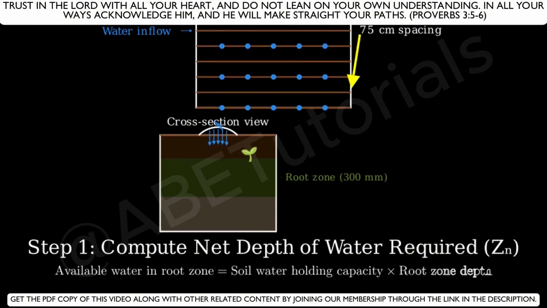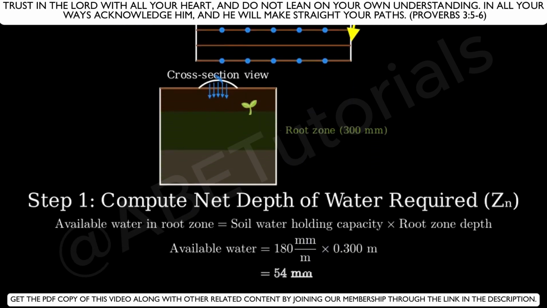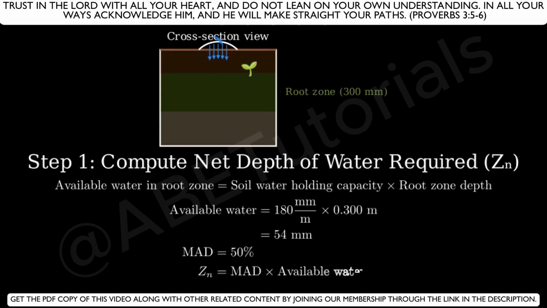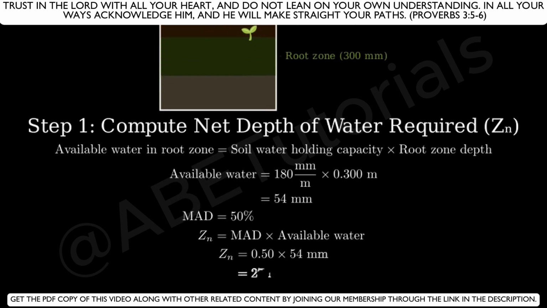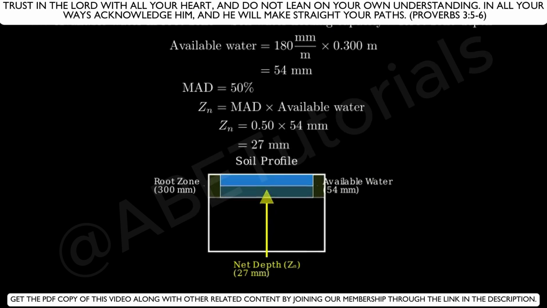First, we calculate the available water in the root zone by multiplying the soil water holding capacity by the root zone depth. That's 180 millimeters per meter times 0.3 meters, which equals 54 millimeters of available water. Next, we apply the management allowable depletion, or MAD, which is 50%. This tells us how much of the available water we allow to be depleted before irrigation. So, the net depth Z sub n equals 0.5 times 54 millimeters, which equals 27 millimeters. This is the amount of water we need to apply to the root zone.